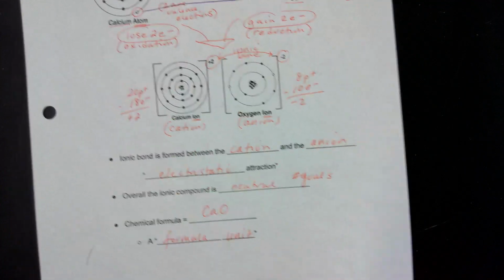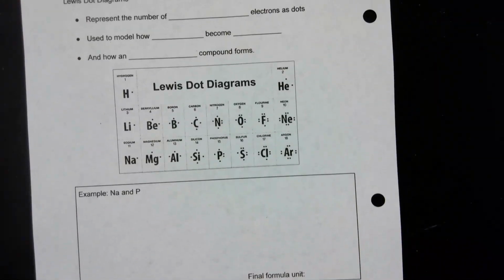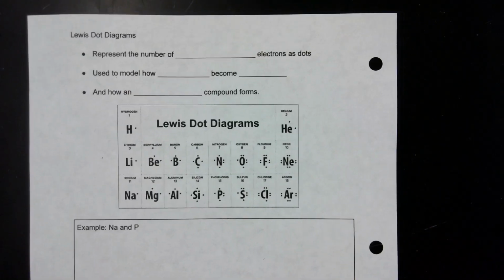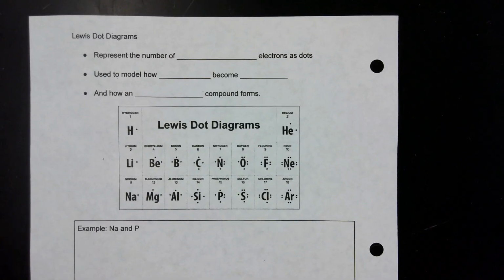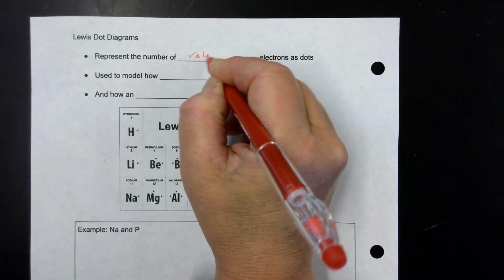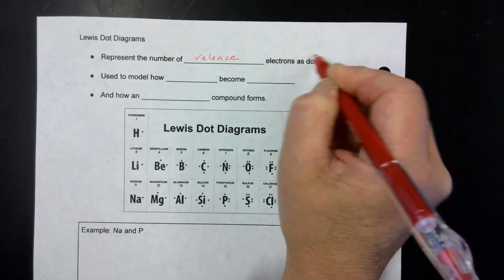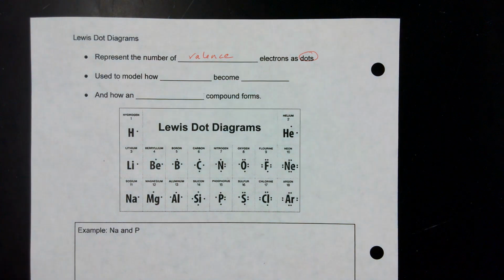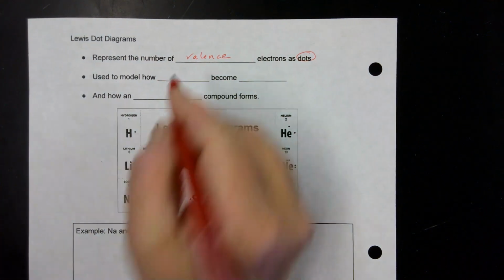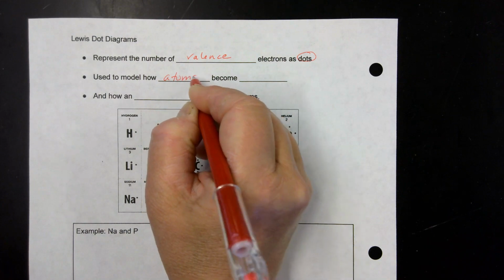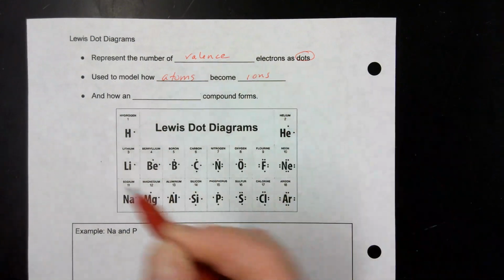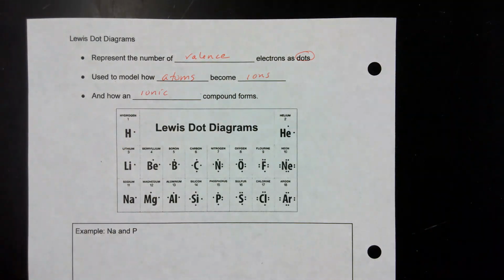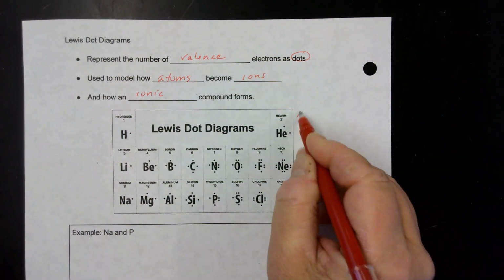Okay, take a look at the back side. We're going to review Lewis dot diagrams. Lewis dot diagrams represent the number of valence electrons as dots. They are going to be used to show how atoms become ions and how an ionic compound forms. This is here as your reference.